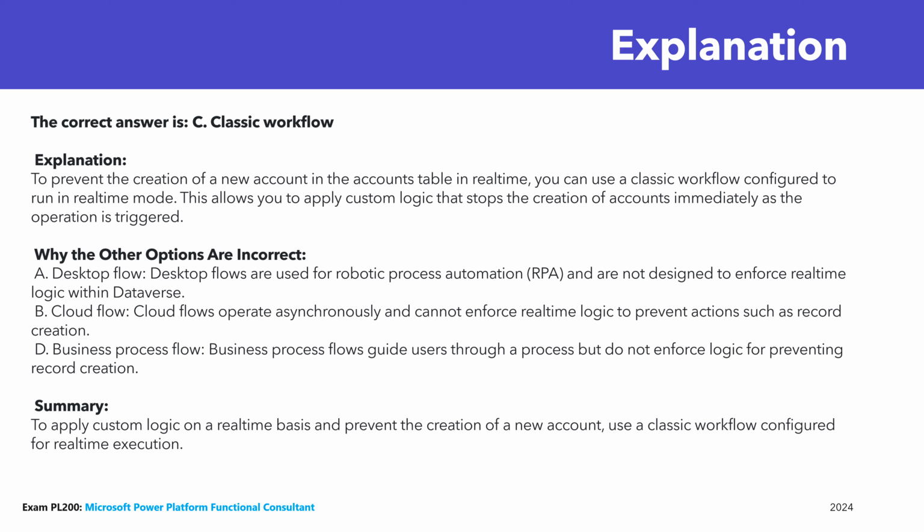Why the other options are incorrect. A. Desktop flow. Desktop flows are used for robotic process automation, RPA, and are not designed to enforce real-time logic within Dataverse. B. Cloud flow. Cloud flows operate asynchronously and cannot enforce real-time logic to prevent actions such as record creation. D. Business process flow. Business process flows guide users through a process but do not enforce logic for preventing record creation. Summary. To apply custom logic on a real-time basis and prevent the creation of a new account, use a classic workflow configured for real-time execution.